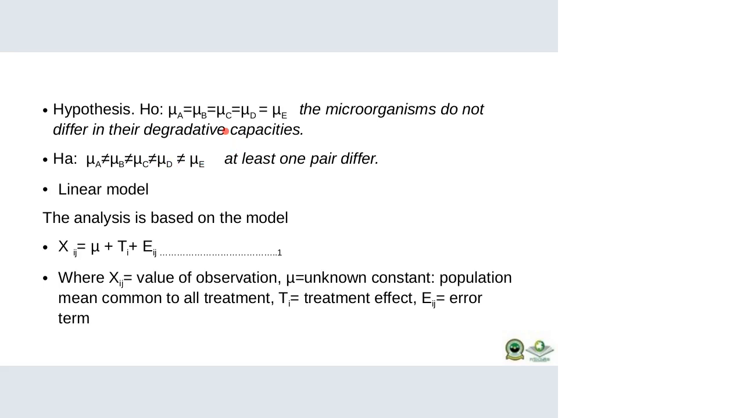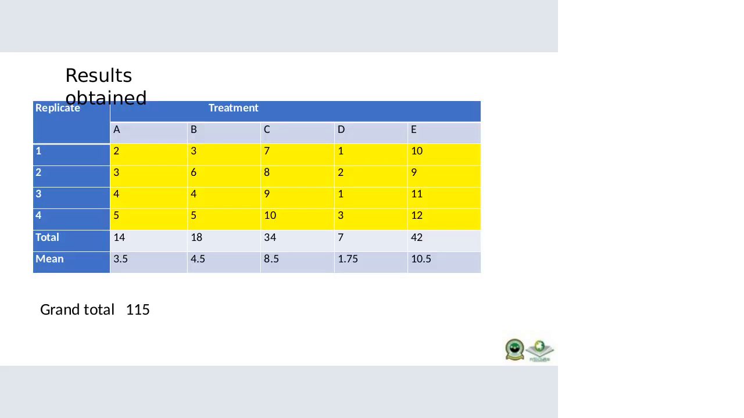Now we have conducted the experiment. We have taken a decision because our F calculated is greater than our F tabulated. We therefore strike off the null hypothesis. At least 2 of these microorganisms differ; they have a superior ability to degrade.